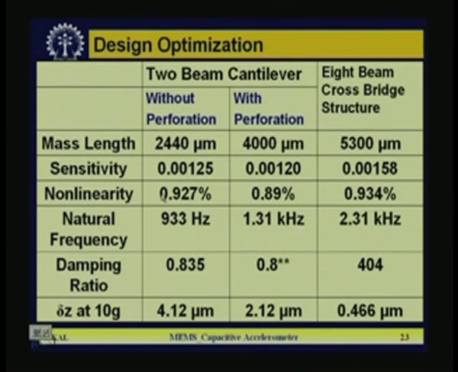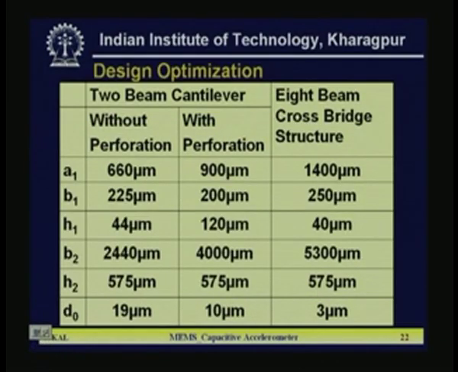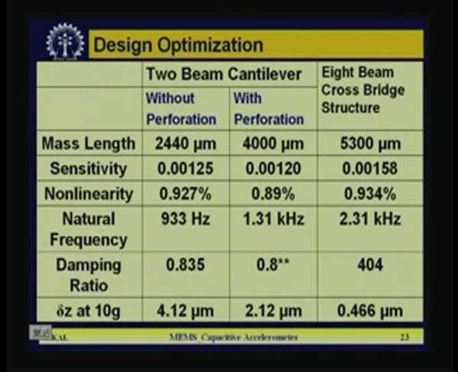Now, this is the mass length. Using the other parameters A1, B1, H1, B2, H2, D naught, we have calculated the sensitivity, nonlinearity, natural frequency, damping ratio, and delta Z at 10 G. Delta Z at 10 G means the displacement of the seismic mass. The mass length L, the distance between the center of mass and the fixed edge, without perforation is this one, with perforation is 4000.